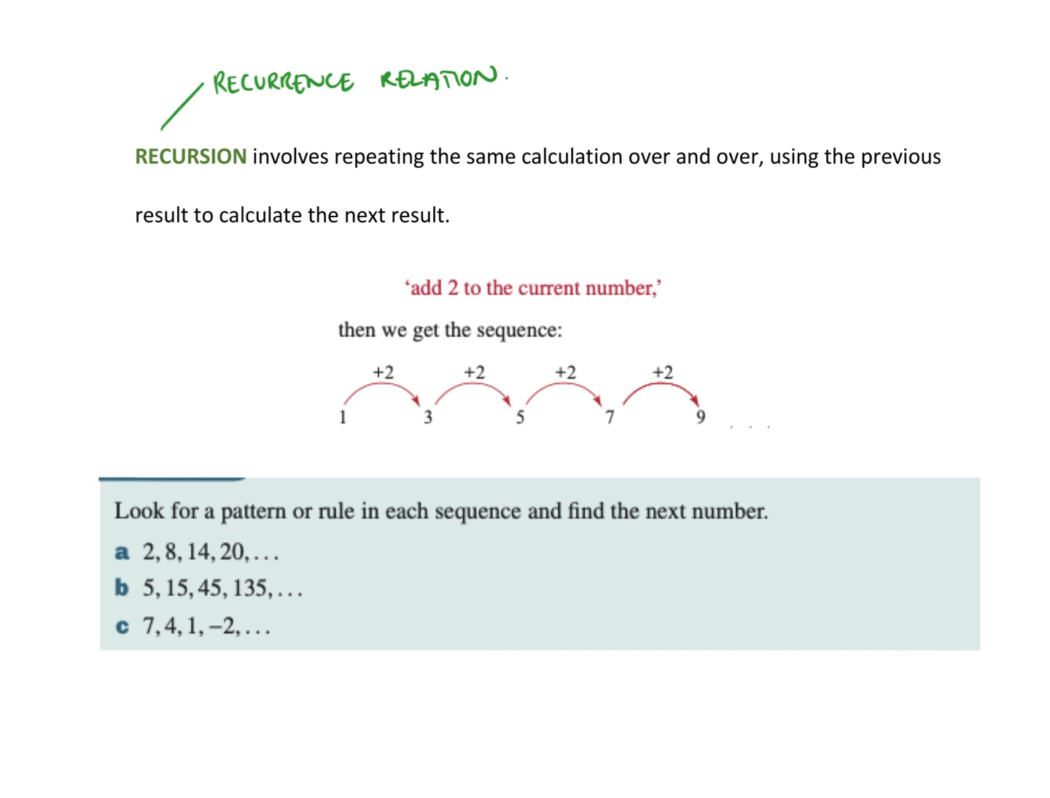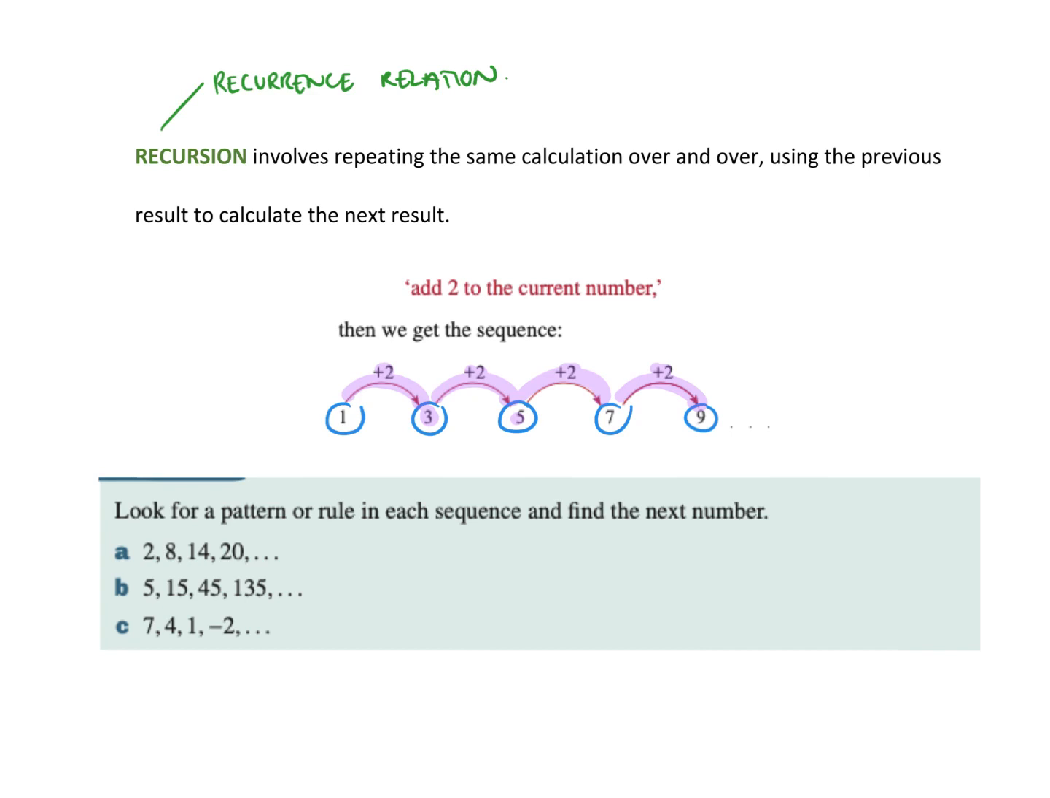Recursion involves repeating the same calculation over and over, using the previous result to calculate the next. If you have a look at our example here, here's our sequence of numbers. We've got 2, 3, 5, 7, 9. What you can see is the same thing is happening every time, what we're adding to the one before. So when it says using the previous result, when we got to 3 and we want to get to the next one, we use the previous, which was 3, and we added 2.